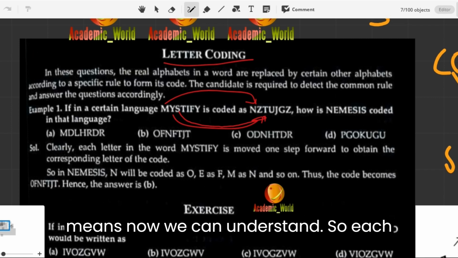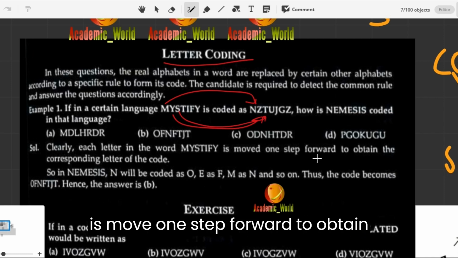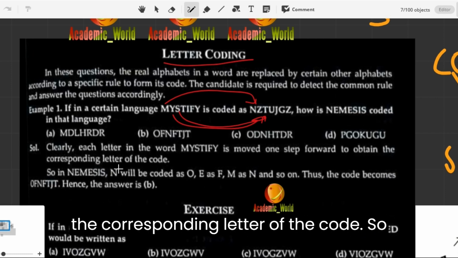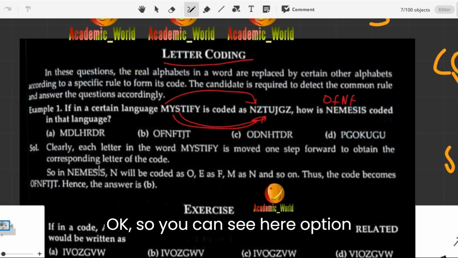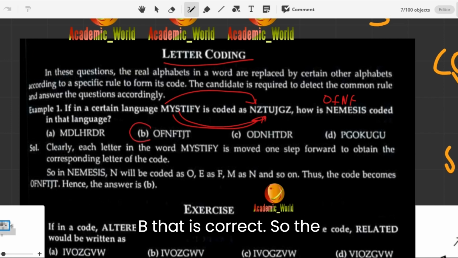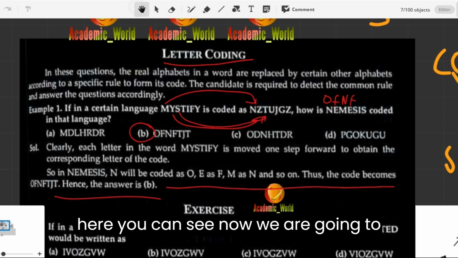So now we can understand that each letter in the word MYSTIFY is moved one step forward to obtain the corresponding letter of the code. So in NEMESIS, N is replaced by O, E is replaced by F. You can see that option B is correct. The detailed explanation is also given here.